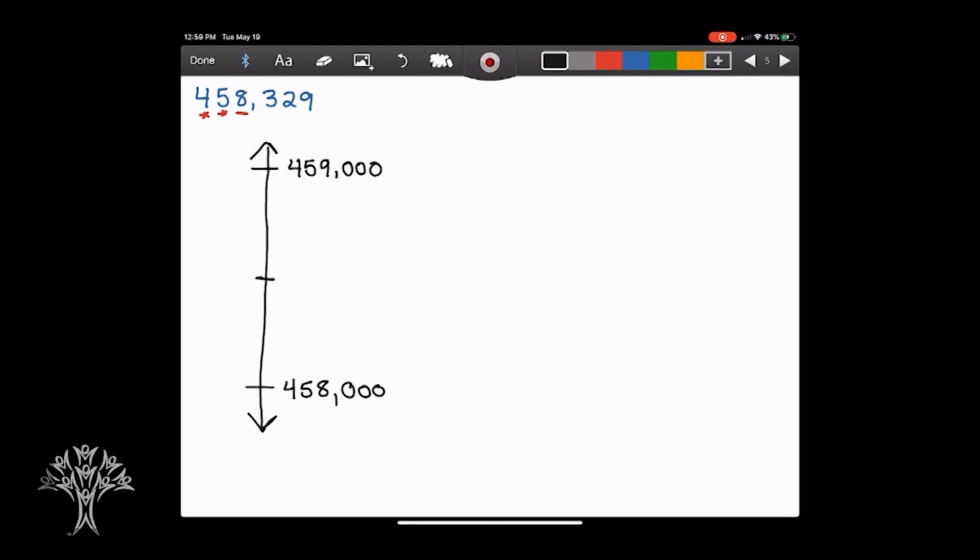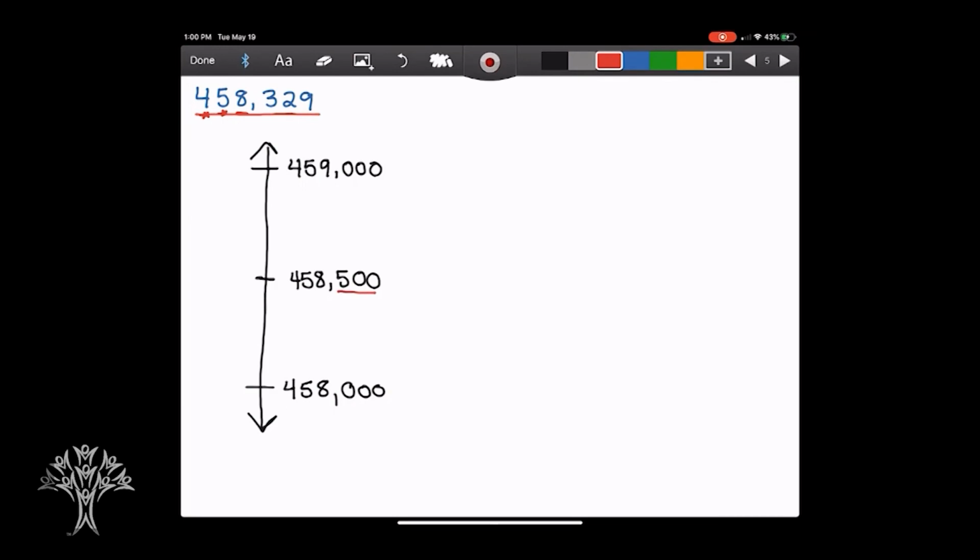So halfway in between those two numbers. Since we're rounding to the nearest thousand, again, we're just adding in 500 to the bottom endpoint. So it'd be 458,500. Hopefully you're getting pretty good at finding the endpoints and the midpoints. And then the rest of it comes a little bit easier because now you just got to think about, well, where does it go? So where would 458,329 go on the number line?